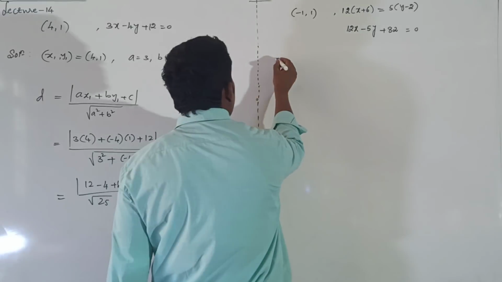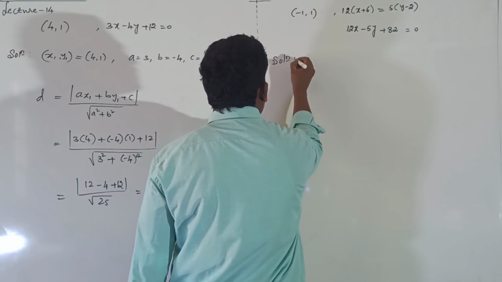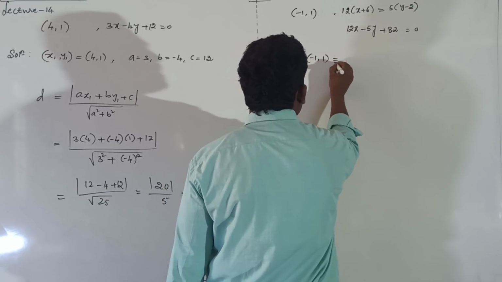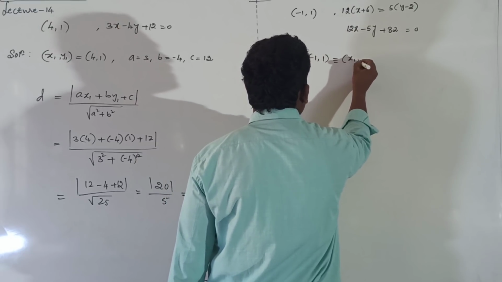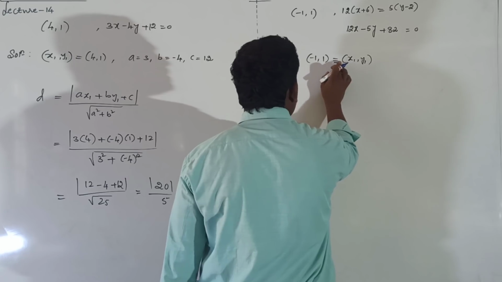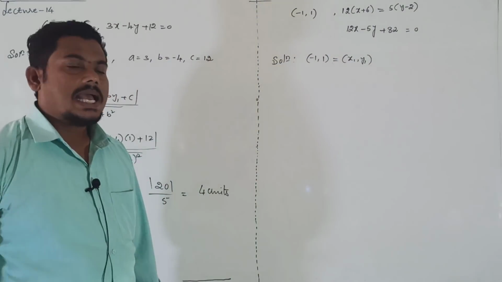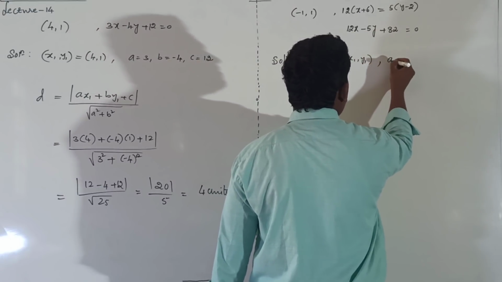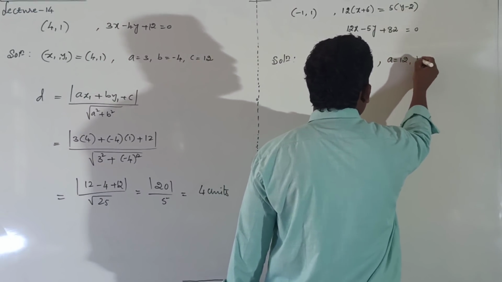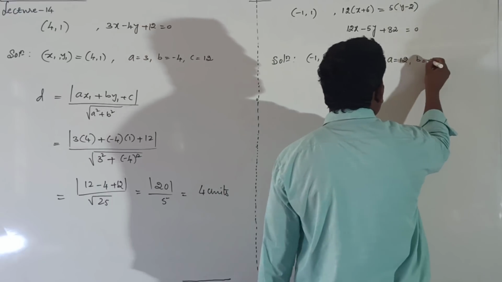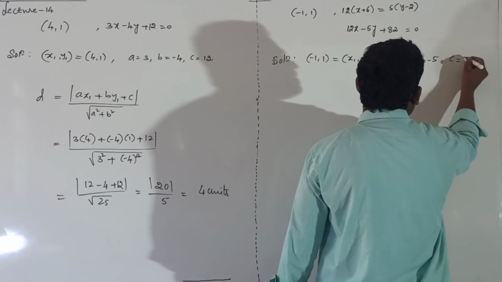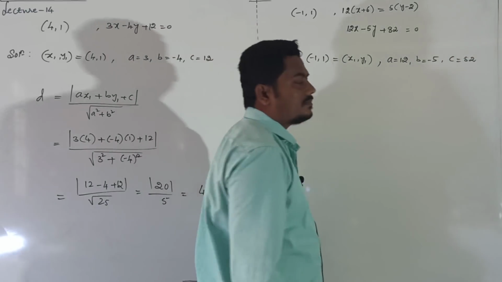Now this given point is x1 comma y1, right? And tell me what is a value in this case? It is like ax plus by plus c equal to 0. So a value 12. What is b value? Including sign it will be minus 5. Then what is c value? Constant term, that is 82, right?